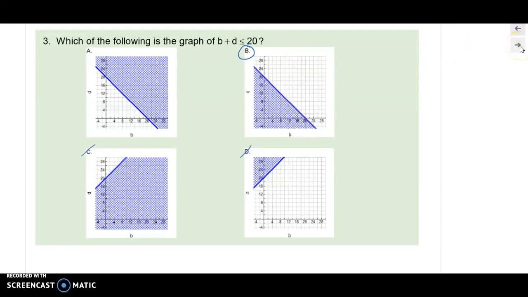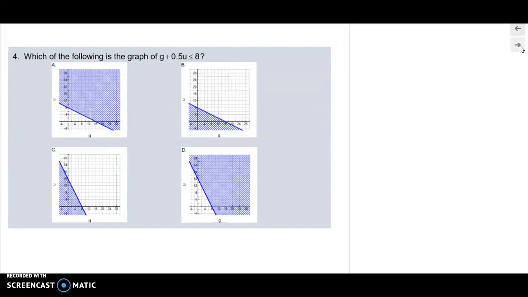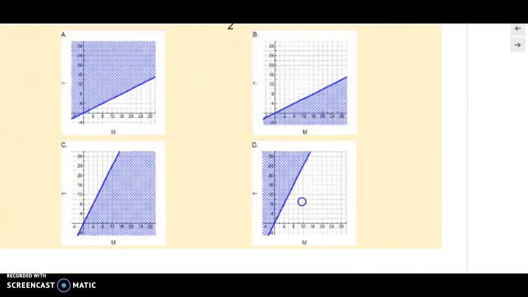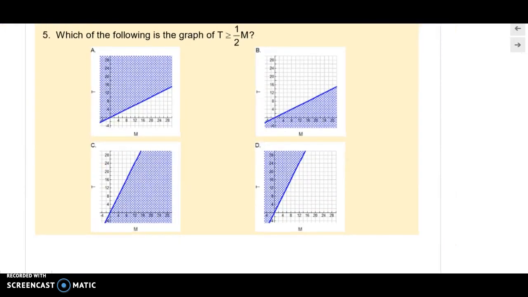All right, let's get to one where maybe it isn't quite so clear. Here's the one I want to look at. T is greater than or equal to 1/2 M. What I'm looking to do is take these graphs and figure out which one it is. T is my vertical axis, M is my horizontal axis. Immediately what I notice is that all of them go through 0, 0, so that strategy of taking 0, 0 as my test point just isn't going to work.